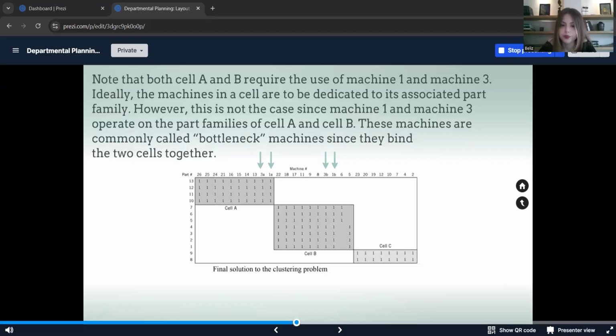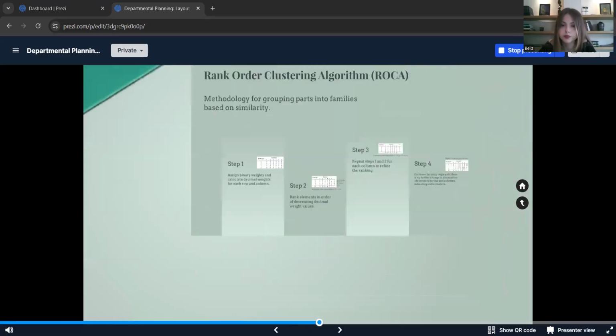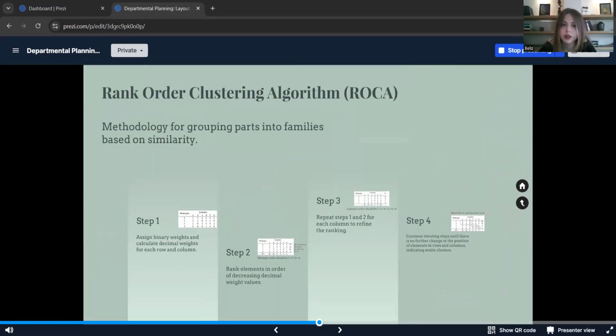Now, the rank order clustering algorithm. Another clustering method, it uses binary weights to group parts and machines. We have four steps: assign binary weights and calculate decimal weights for each row and column. Then rank elements in ascending order of those decimal weights. Then repeat for columns, and iterate until no further change, which gives stable clusters.